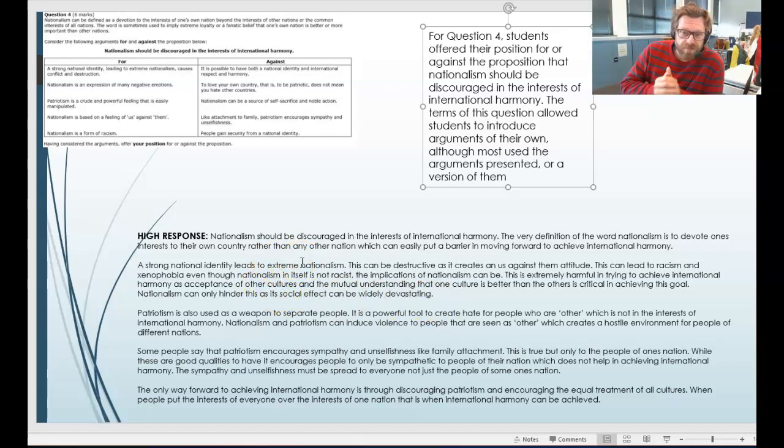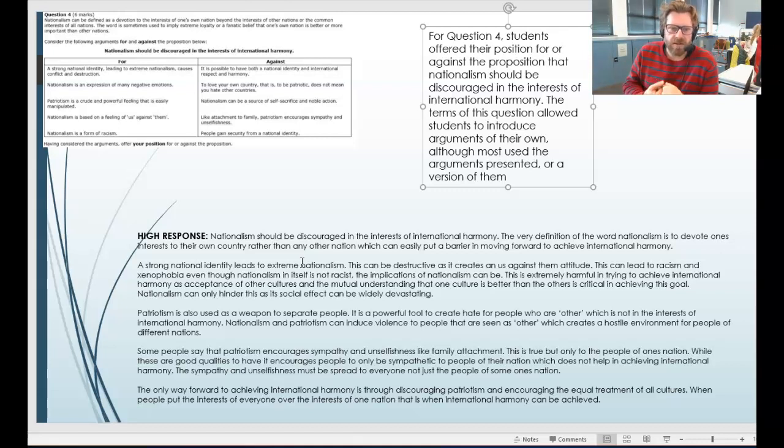Nationalism should be discouraged in the interests of international harmony. Okay, clear statement of what they're arguing for at the front. It's really great. The very definition of the word nationalism is to devote one's interests to their own country rather than any other nation, which can easily put a barrier in moving forward to achieve international harmony. Okay, and then the next step is to say that nationalism is directly opposed to international harmony, and you can't have one without the other. They're mutually exclusive. Really nice and clear.